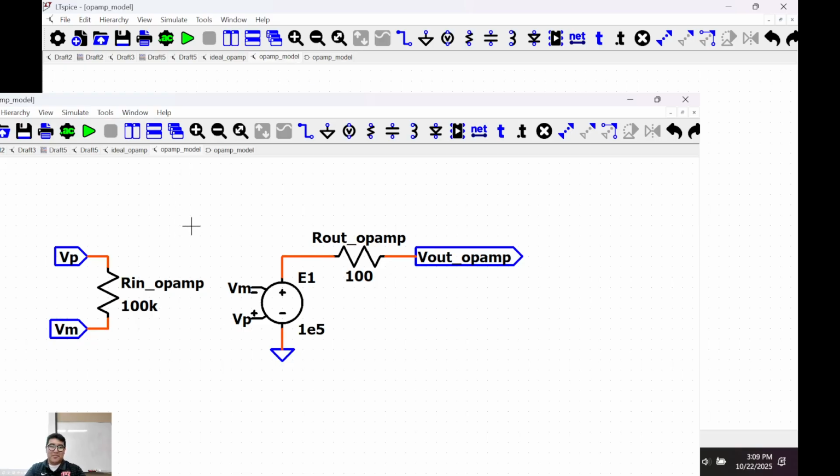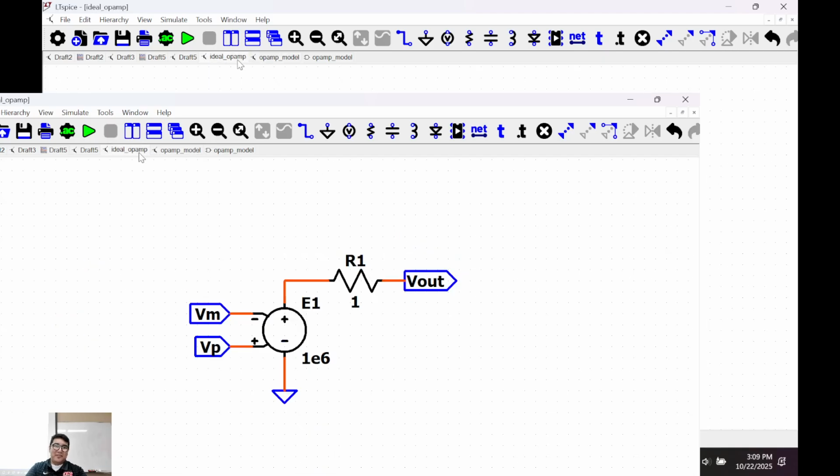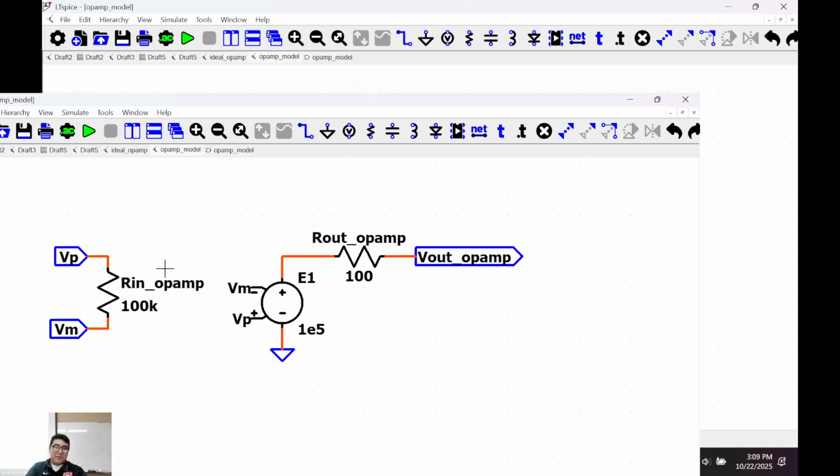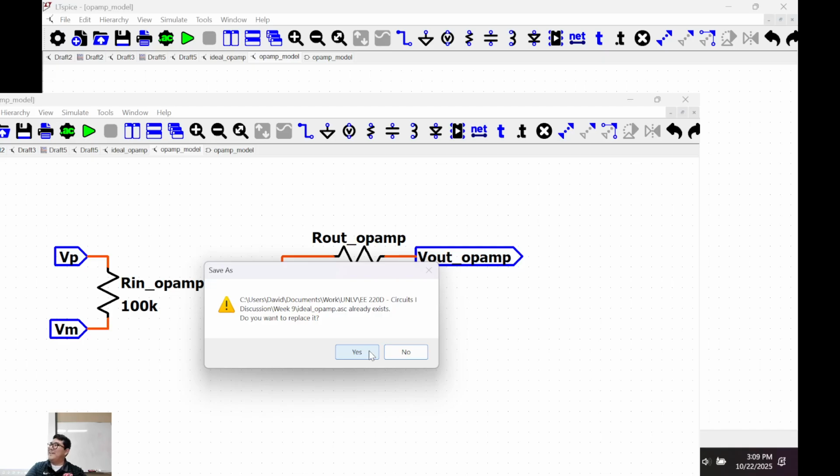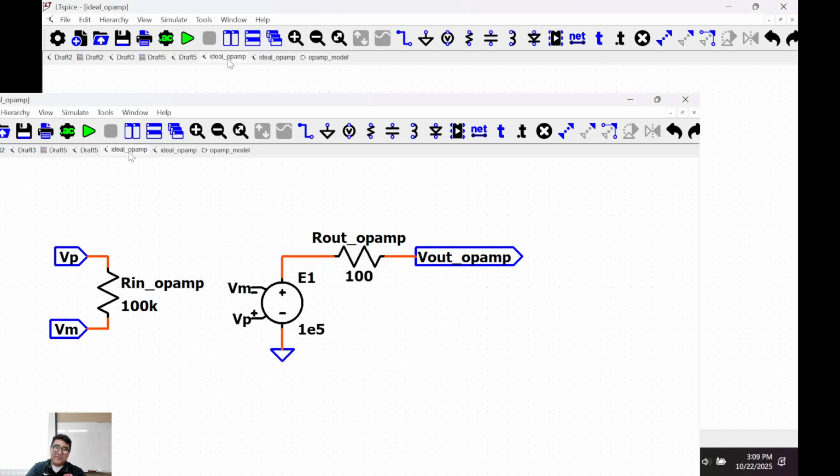Okay, Control S. I'm going to go back to our ideal. Does it bother anybody if I do the following? I'm going to save this as our ideal op amp, correct? I'm going to be rewriting it, all right? Boom. So now that's our ideal op amp, correct?